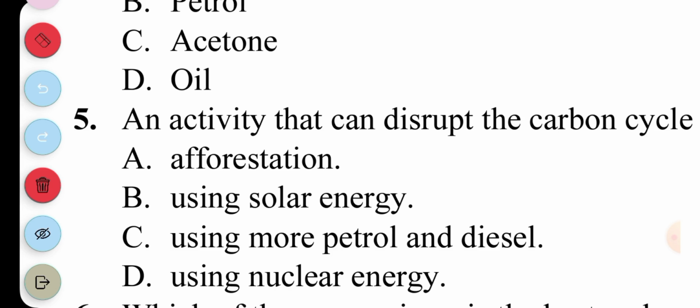Question 5. An activity that can disrupt the carbon cycle. A. Afforestation, B. Using solar energy, C. Using more petrol and diesel, D. Using nuclear energy. So the answer is C.